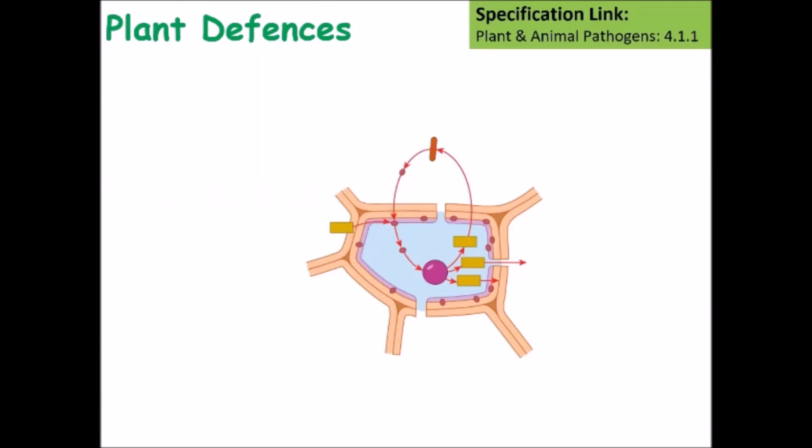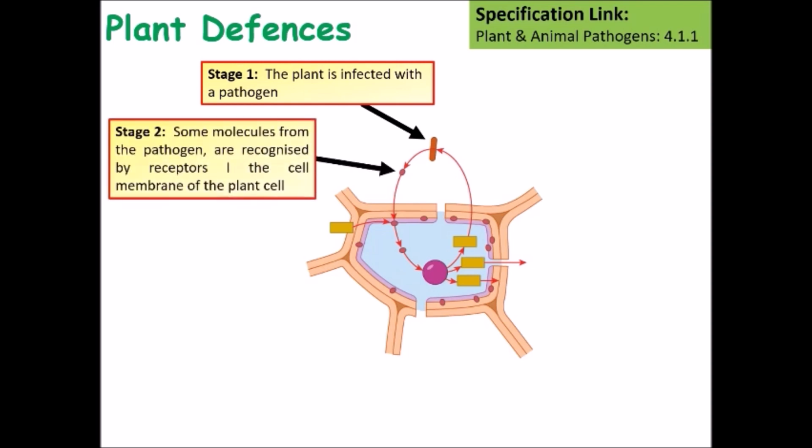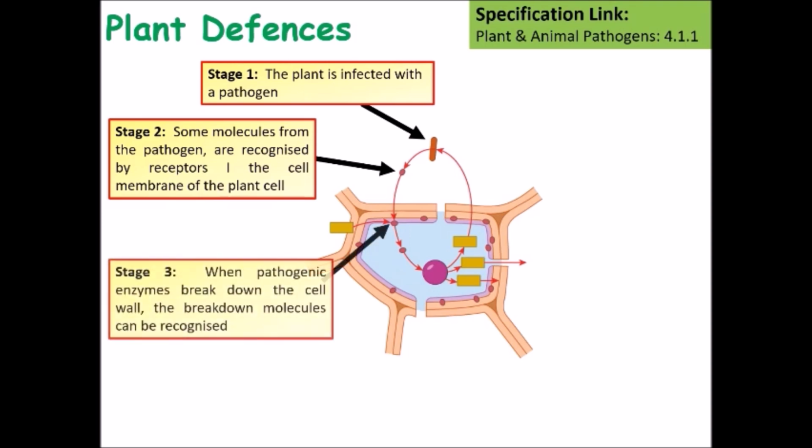If we now look at the physical process of a plant's cellular response, the first thing to think about is that the plant is infected by the pathogen. Some molecules from the pathogen are recognized by receptors. When the pathogenic enzymes start to break down the cell wall, that releases other molecules that will be recognized by the plant cell.